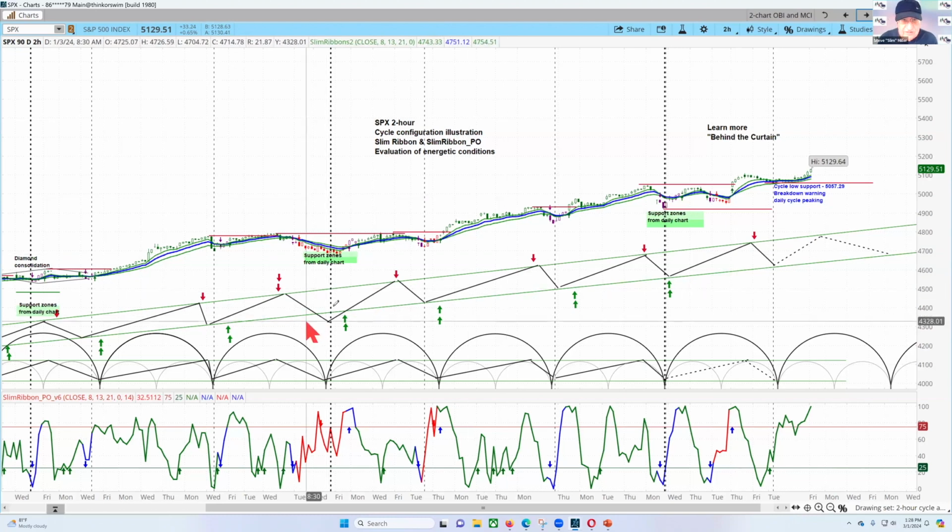So this you could see still very positive translations that we have in here on these cycles, the bottom coming way up over here. And here you could see the slim ribbon PO on the bottom. See the signal right over here? It said to you, resumption of the upside momentum is likely, and that's exactly the spot that it came over here. So that is the look at the 2-hour chart.